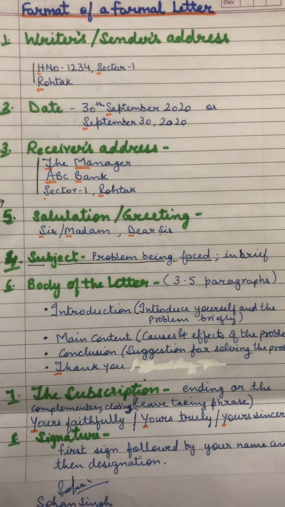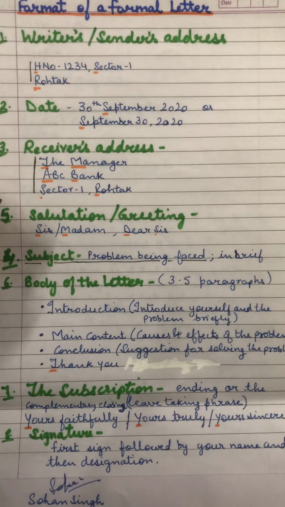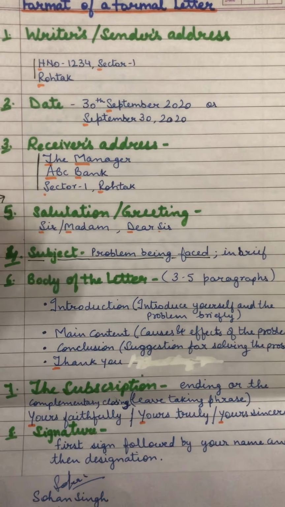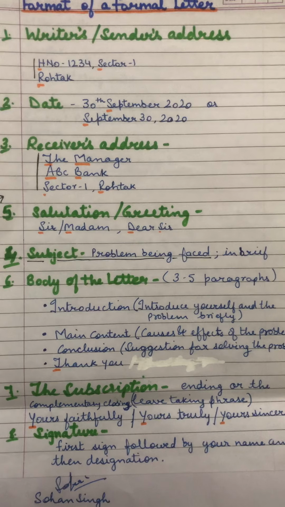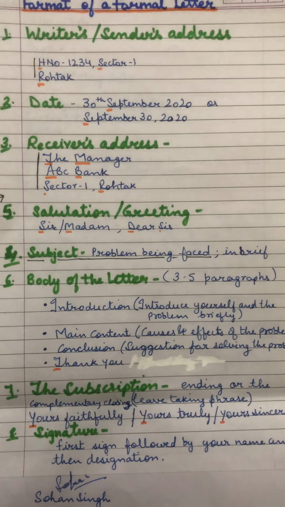Then is the receiver's address. The receiver is the person to whom you're writing the letter. Suppose here I've written the manager, ABC, like so and so bank, and the address of the bank. Then comes the subject. In some cases, we have seen that the salutation comes first and then the subject, but as per the CBSE pattern, we write the subject first and then the salutation. The subject is the problem being faced and it should be brief. And then comes the salutation, the greeting. You write sir or madam or dear sir or respected sir.